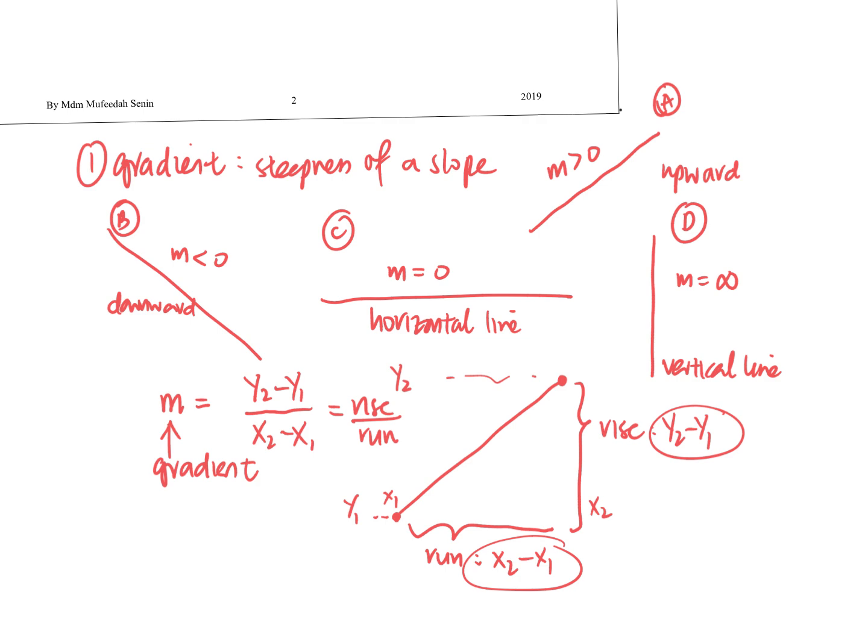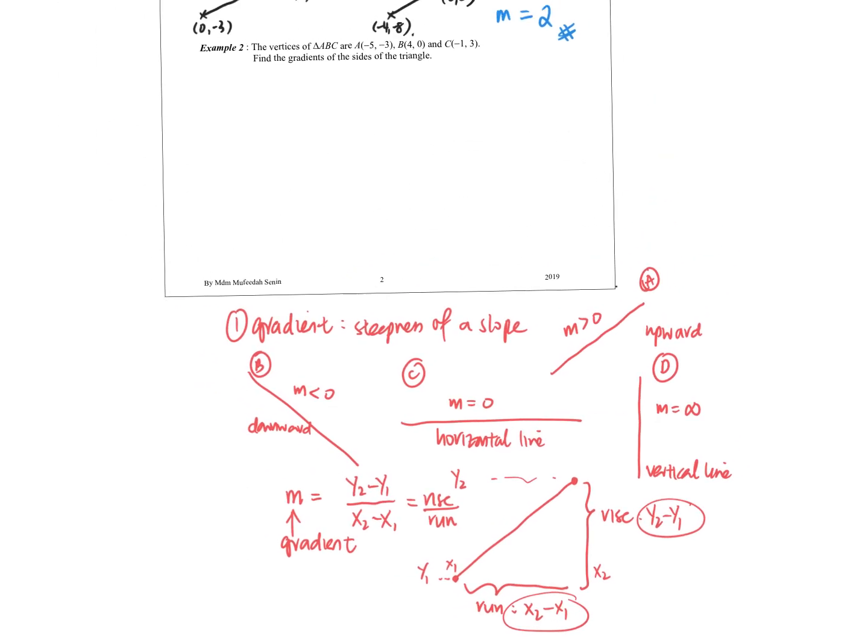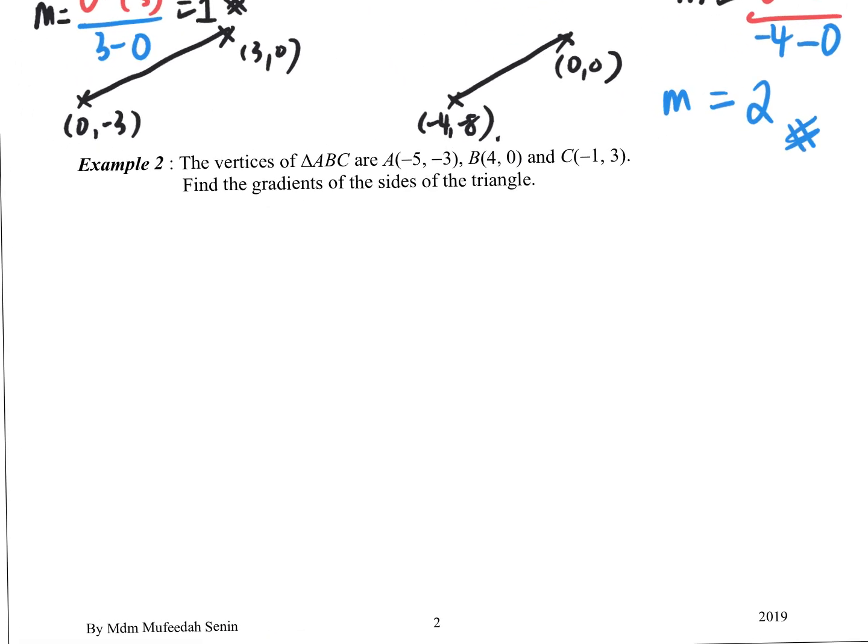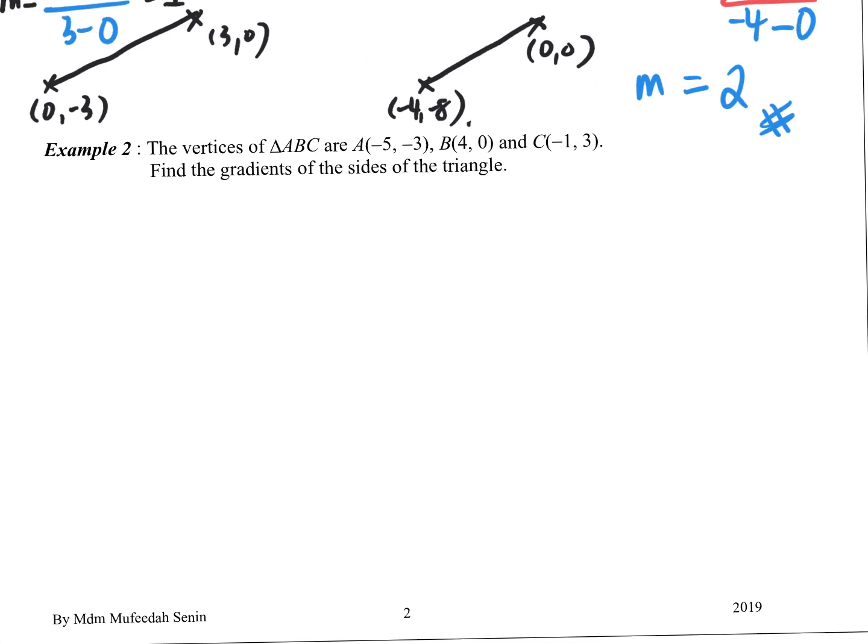Let's continue from example 2 on page 2. They say I have vertices. You all know what's vertices? What's vertices? All these sharp corners of your triangles are called vertices.